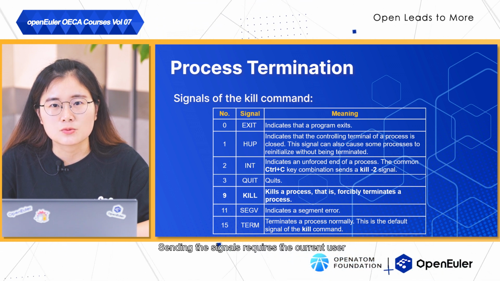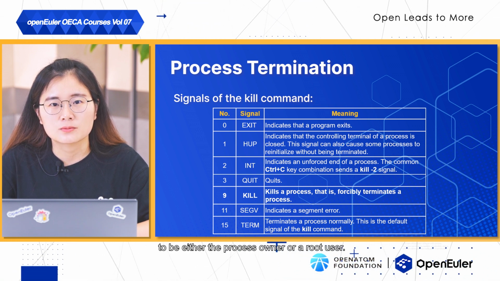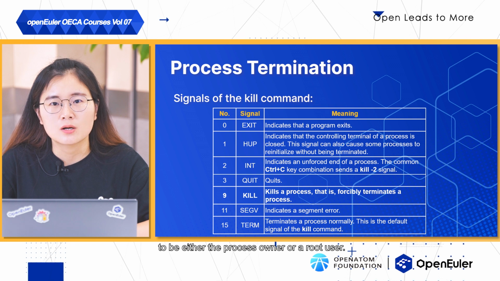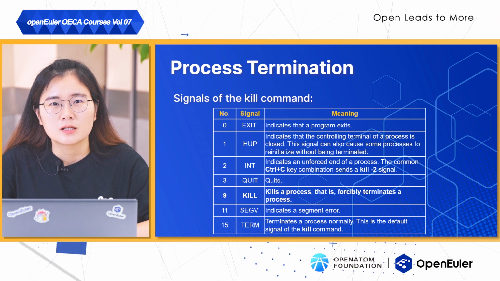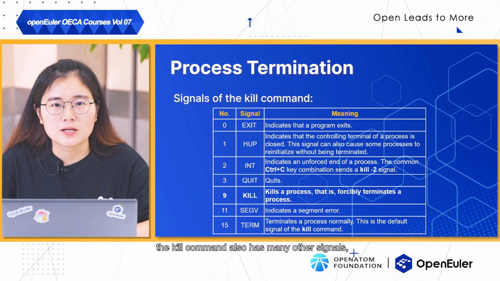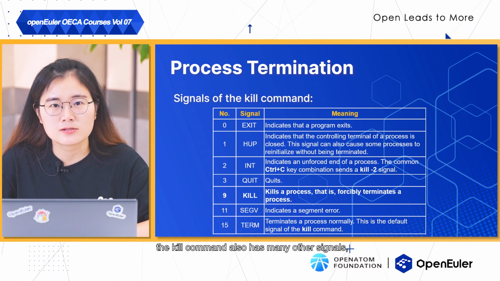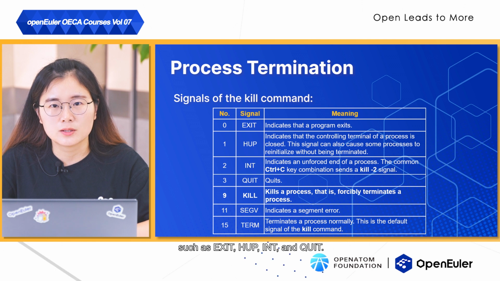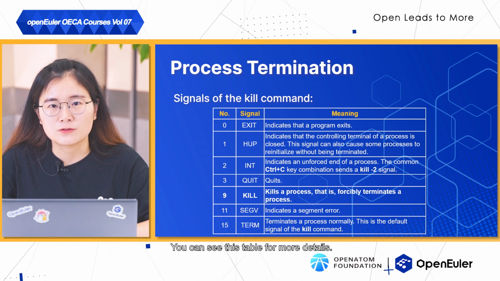Sending the signals requires the current user to be either the process owner or a root user. In addition to the term and kill signals, the kill command also has many other signals, such as exit, hup, int, and quit. You can see this table for more details.